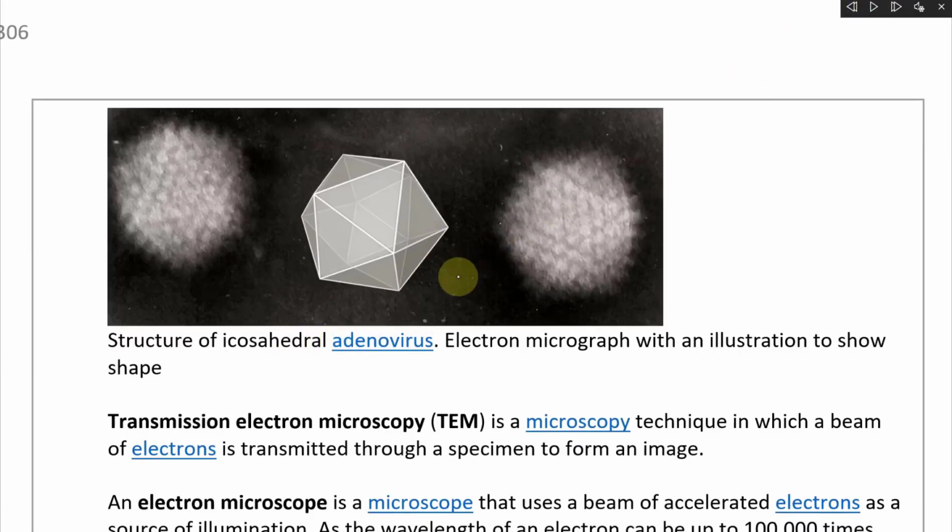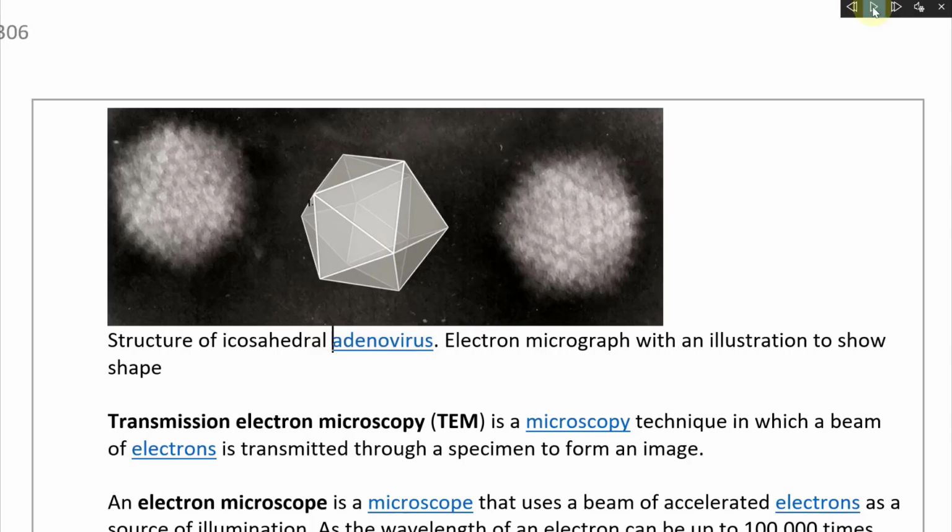There are going to be 20 sides of these. So 1, 2, 3, 4, 5, here 6. That's 6. This is 7. And then 8, 9, 10, 11, 12 there. Let's see if we can get them all. 13, and then 14, 15. Anyways, supposedly there's 20 in there. Let's continue further. So this is the structure of an icosahedral adenovirus.